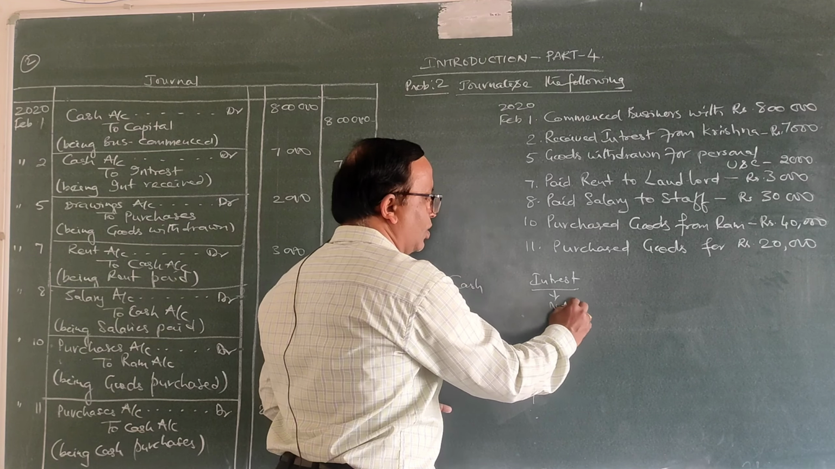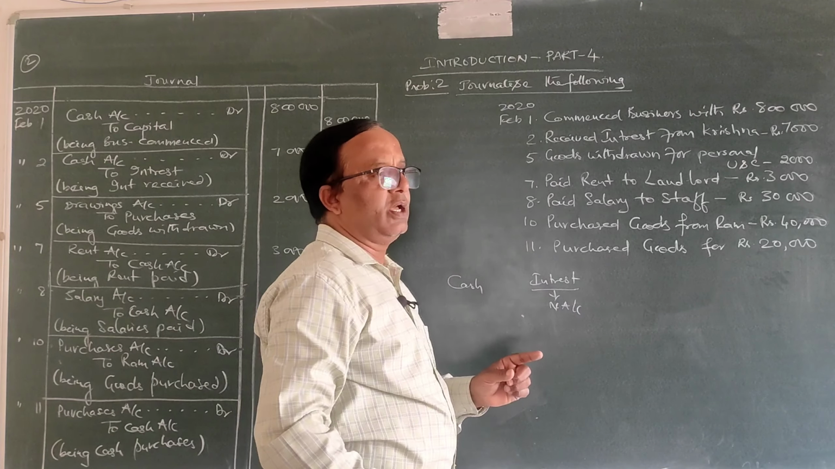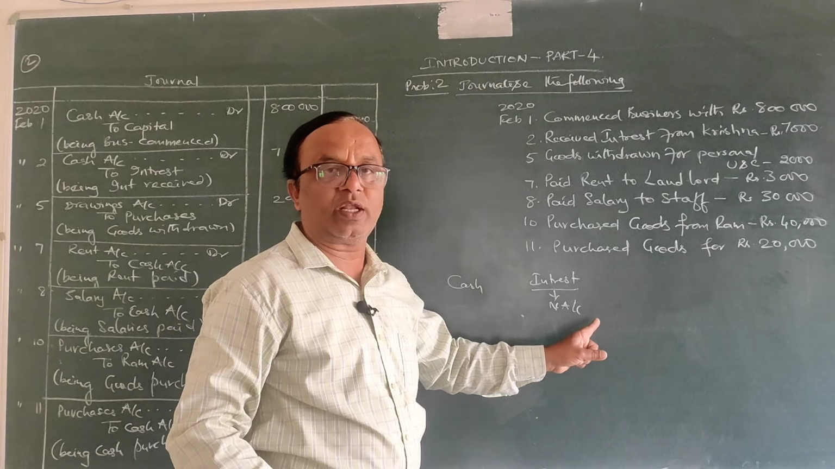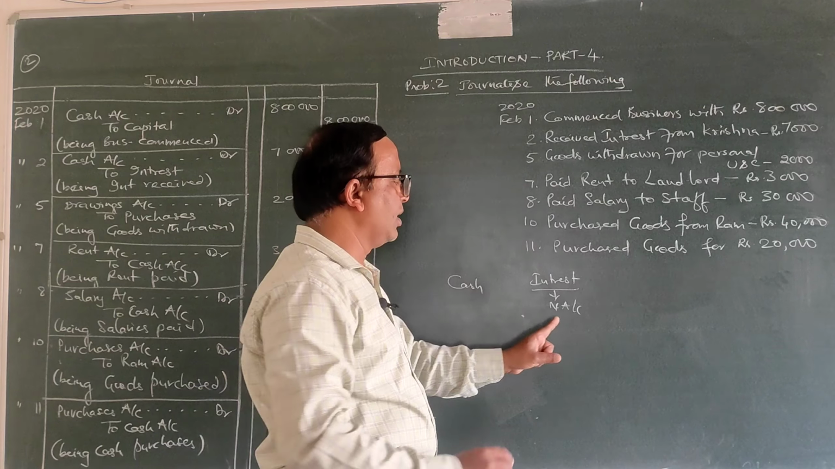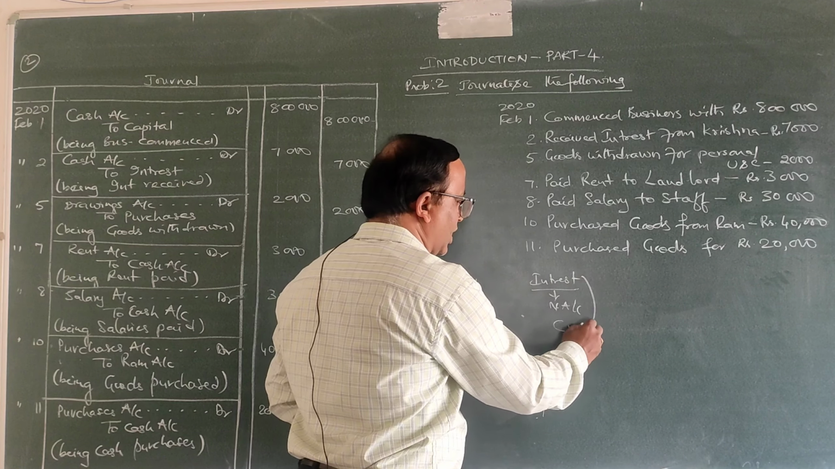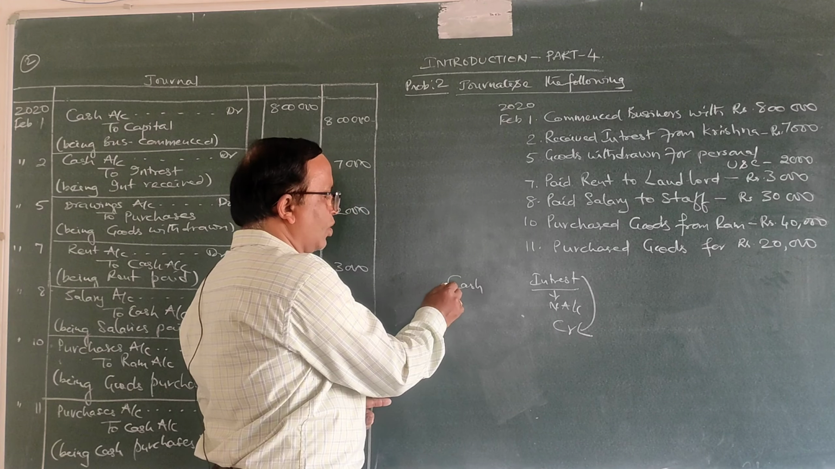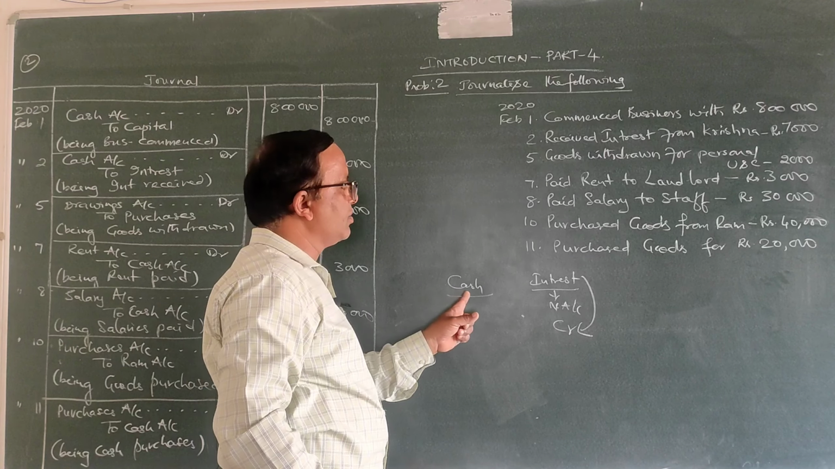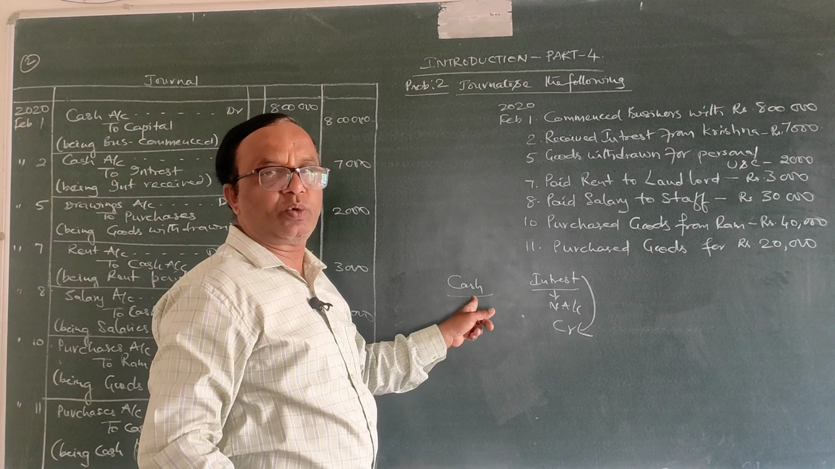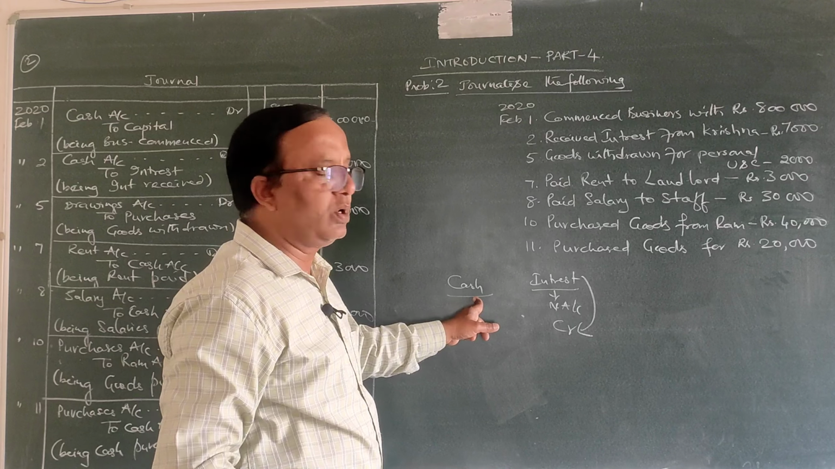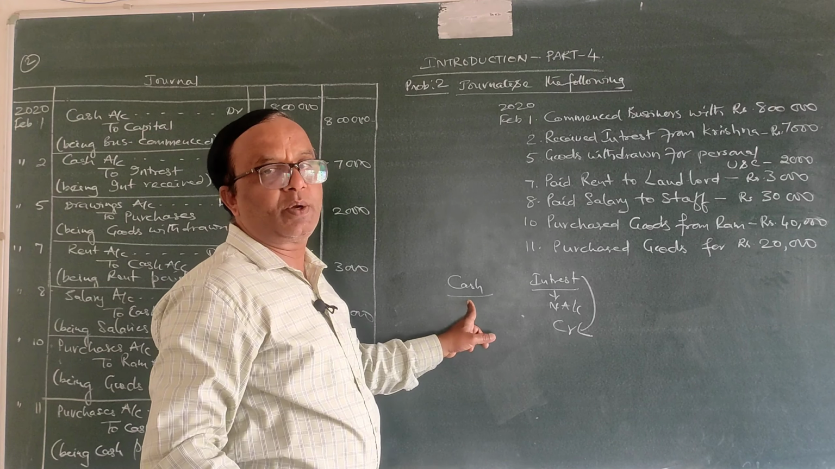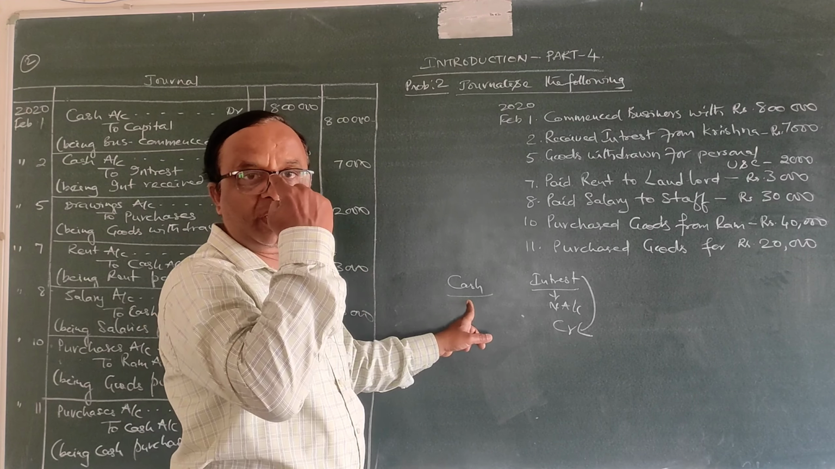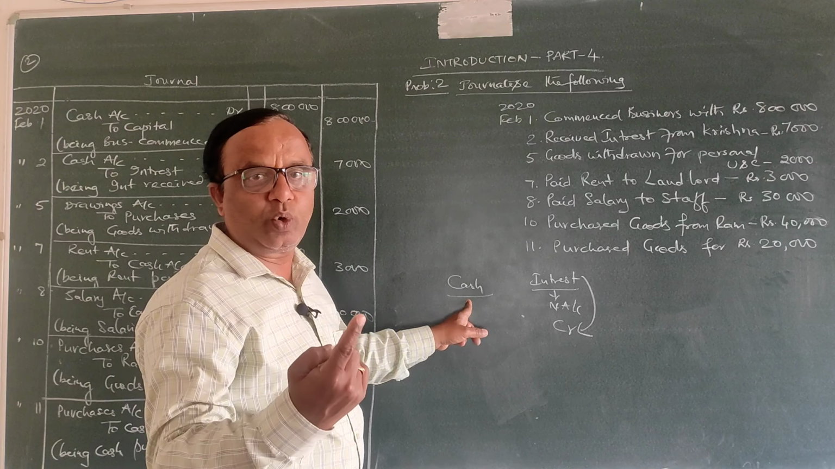So when it is a nominal account, the rule of nominal account, what it says: debit all expenses and losses, credit all incomes and gains. Since it is an income, we are going to credit this particular account. Whereas cash account, as already we have discussed many times, cash is nothing but our asset only. So since it is an asset, it is a real account. So real account rule, what it says: debit what comes in, credit what goes out. When cash is coming in, we should debit it. When cash is going out, we should credit it.